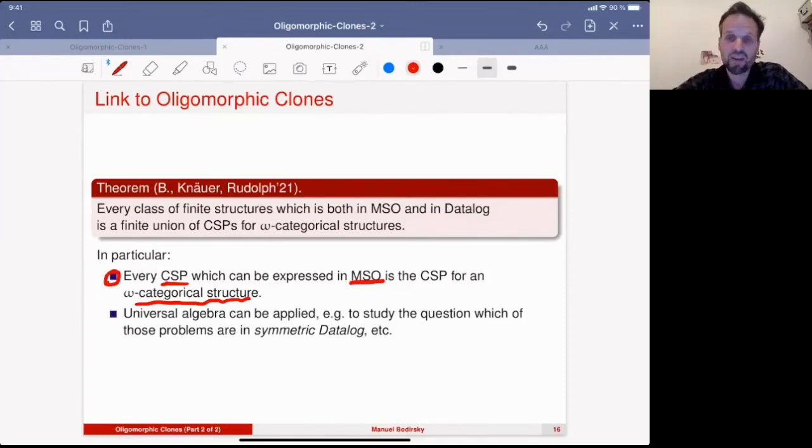And you might then also attack questions that are of interest in database theory and in finite model theory. For instance, is your Datalog program maybe also a symmetric Datalog program? Is a given MSO sentence maybe expressible in symmetric Datalog, which is a fragment of Datalog? All right, so this is one application I wanted to mention where CSPs are not part of the problem description, rather part of the solution, hopefully.